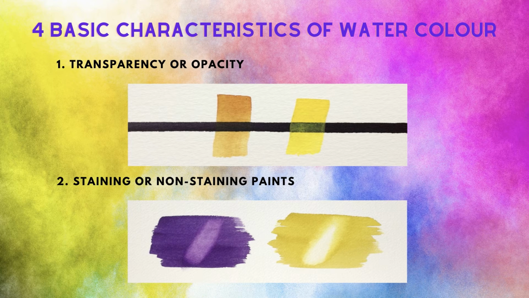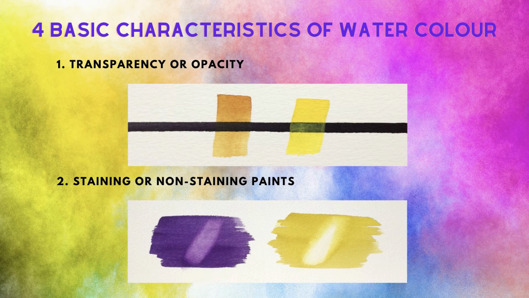And next to that, if you see the brownish color, here we can see the black line clearly visible. That shows the complete transparency property of that color. Let's move to the second characteristic of the watercolor paints, that is staining versus non-staining.